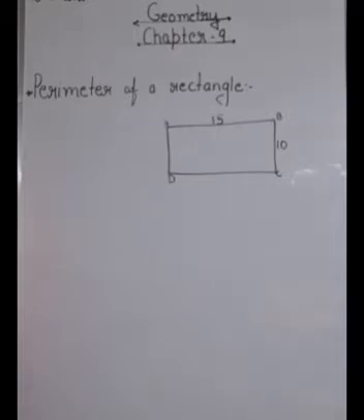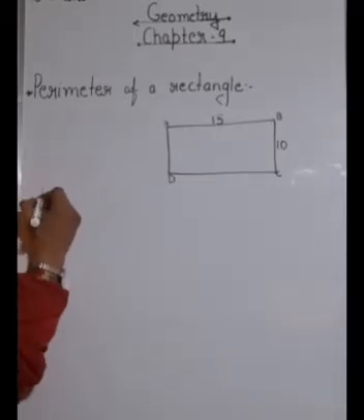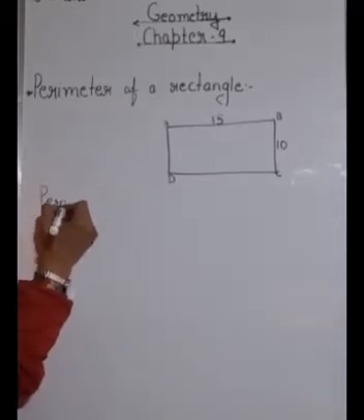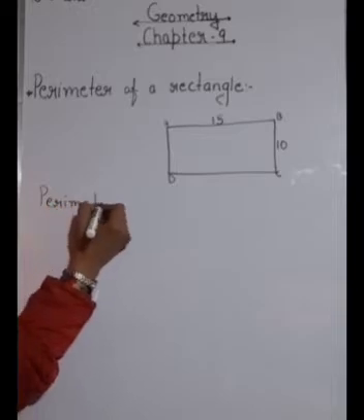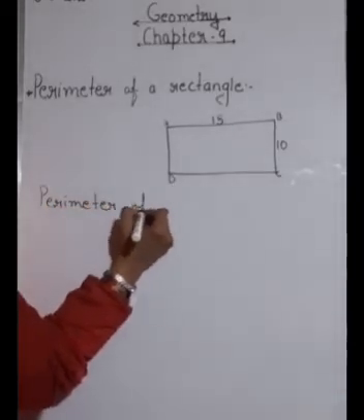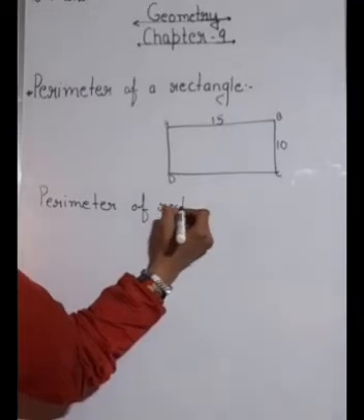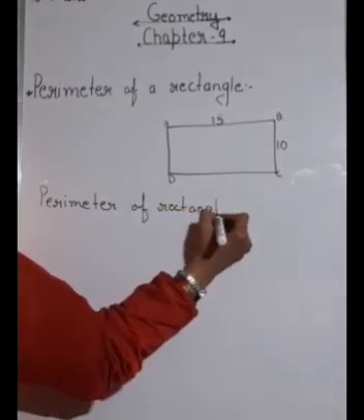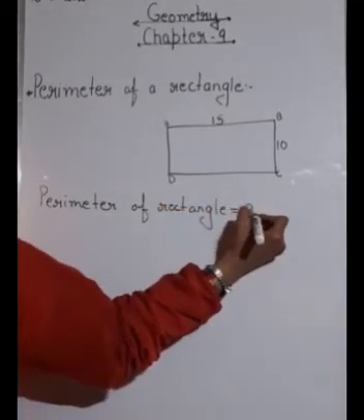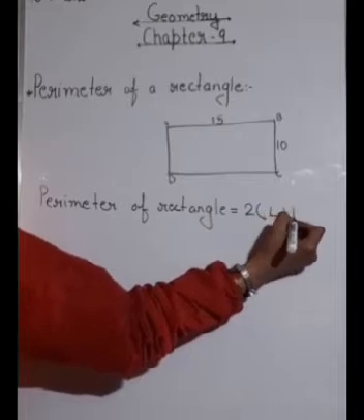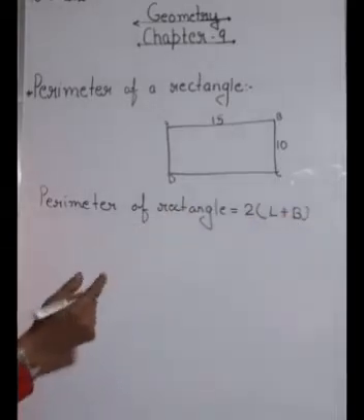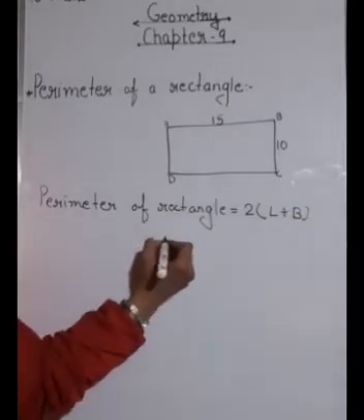Now based on the perimeter of a rectangle. What is the formula for the perimeter of a rectangle? The perimeter of a rectangle is equal to 2 in bracket L plus B. This is the only formula which we have. Now you have to put the values.